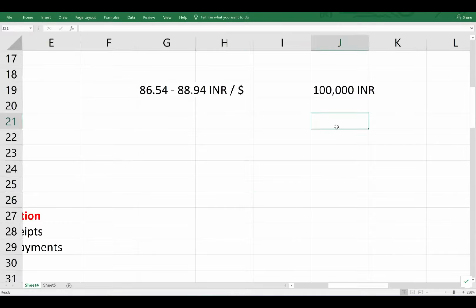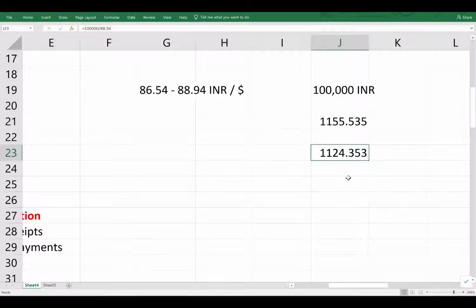If I divide with the first rate, 100,000 divided by 86.54, I will get that much dollar, right? And if I divide with the second, 100,000 divided by 88.94, I will get that much dollar.